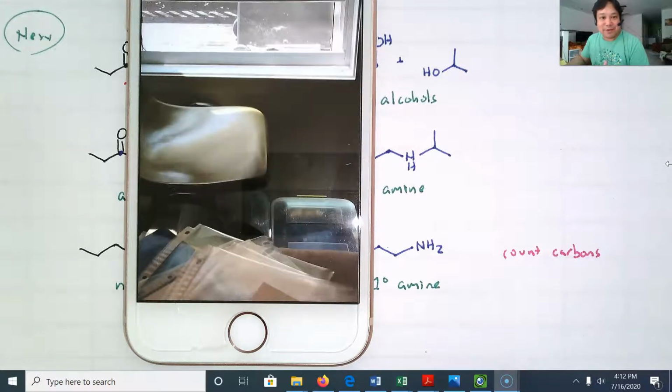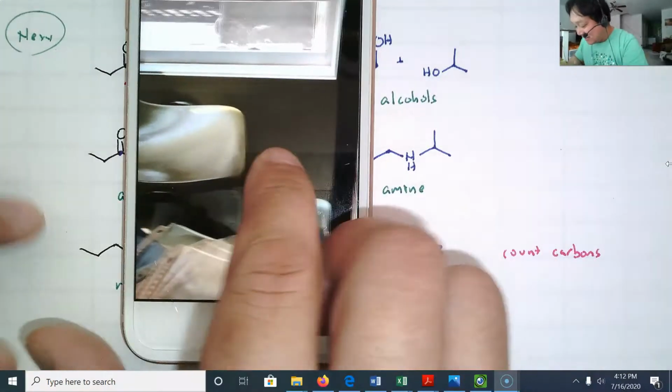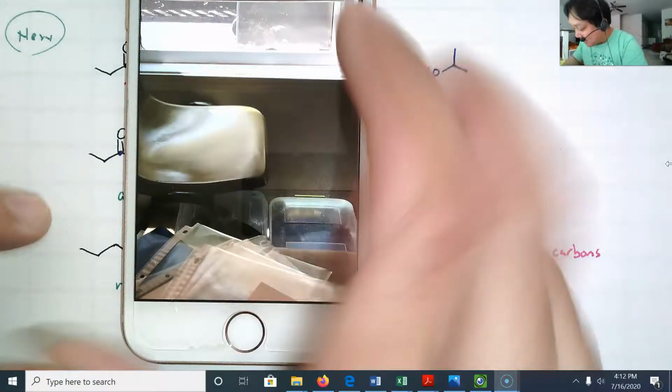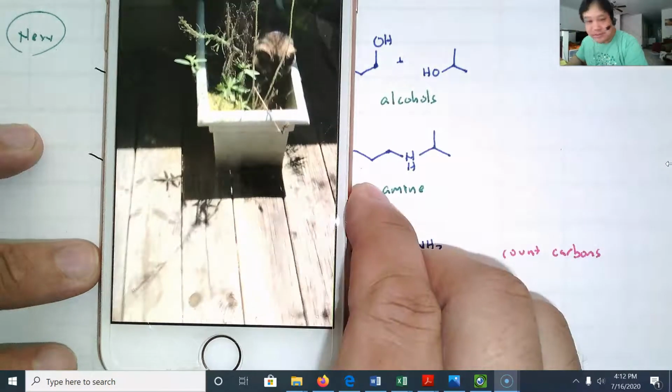Oop, right out the window. She knows she's not supposed to do that. Man, she broke my screen. But also, she's just chilling.